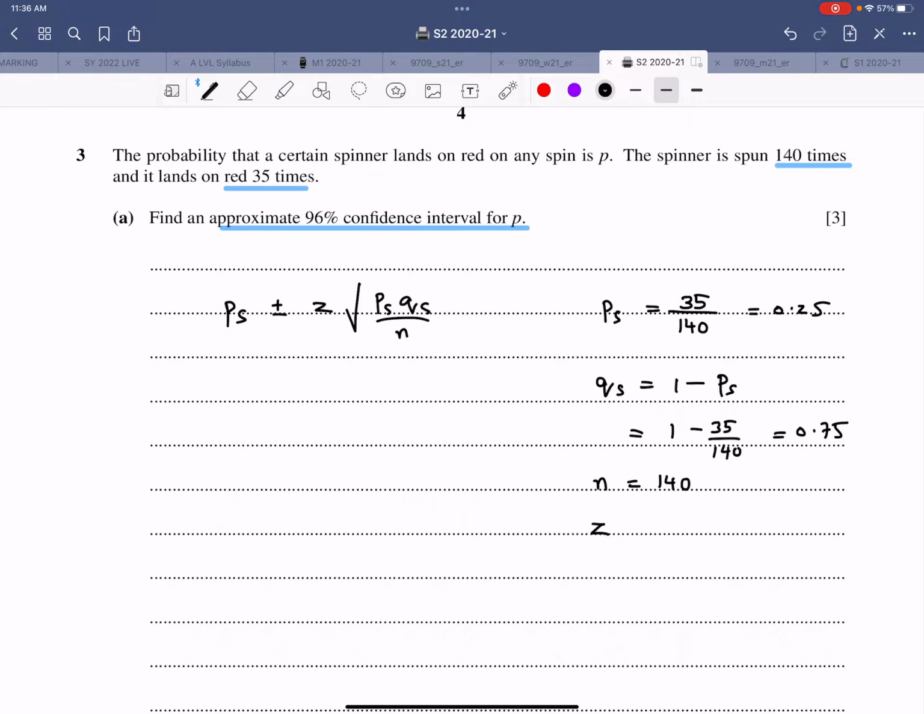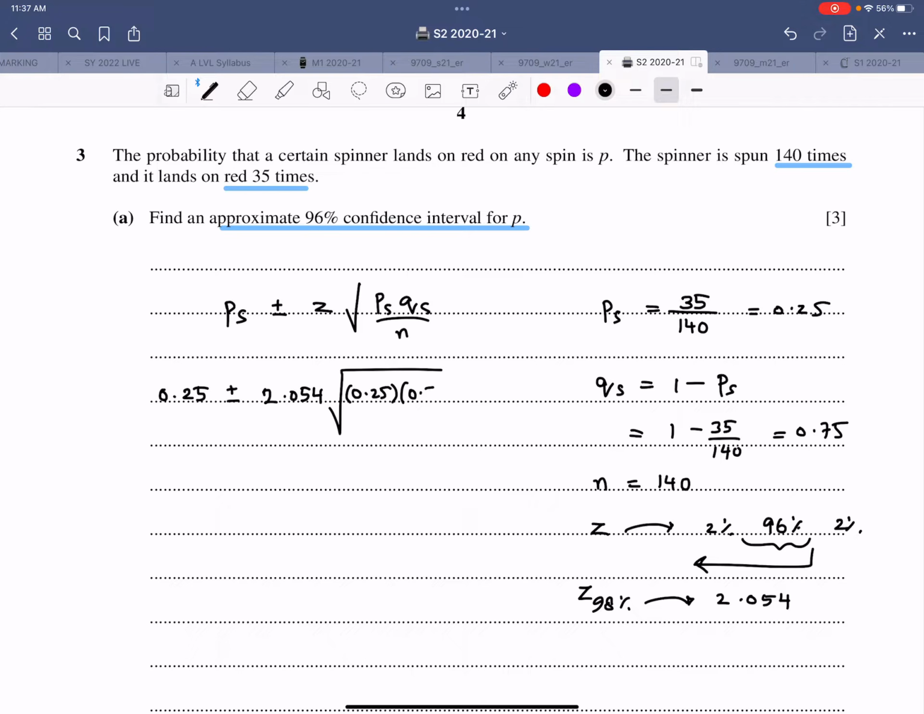So Z is based upon 96% in the middle, 2% at the corner, 2% at the corner. So therefore 98%. And as far as I remember, you can double check, that comes out to be 2.054. Just plug in the values. So therefore this is 0.25 plus minus 2.054, a big square root. That is 0.25, that is 0.75, that is 140 at the denominator.